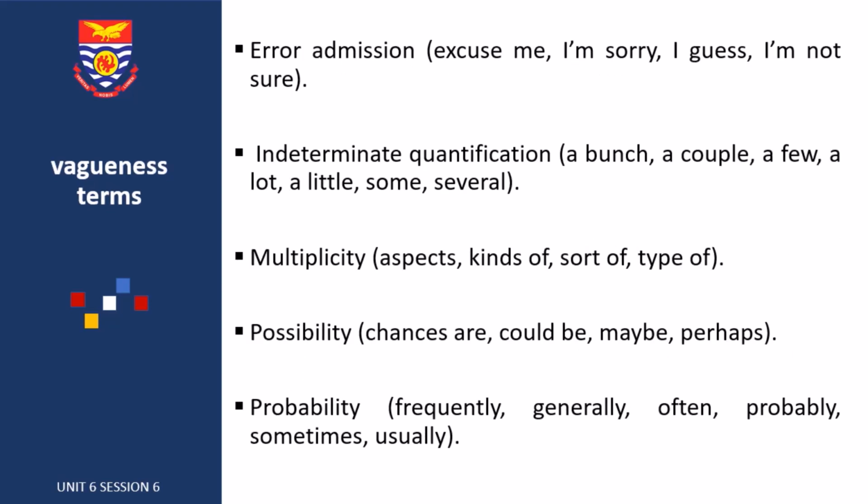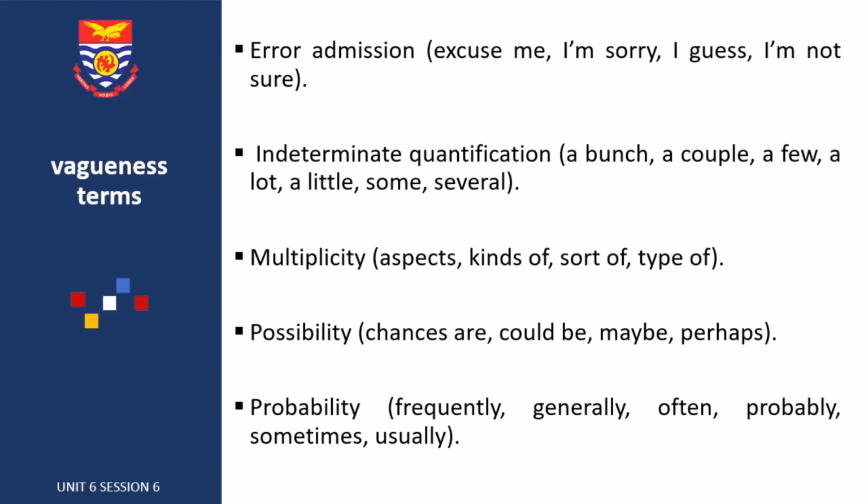Error admission, for instance, you can say, excuse me, I'm sorry, I guess, I'm not sure. These things are errors. And then indeterminate quantification. So you are not determined with the quantification. Examples of these things are a bunch, a couple, a few, a lot, a little, some, several. So you are indeterminate in terms of your quantification.